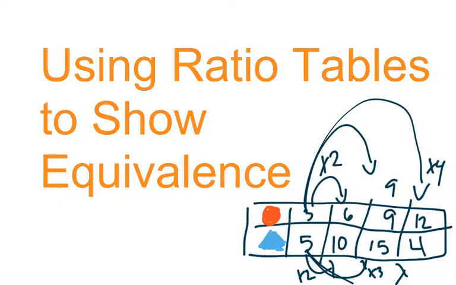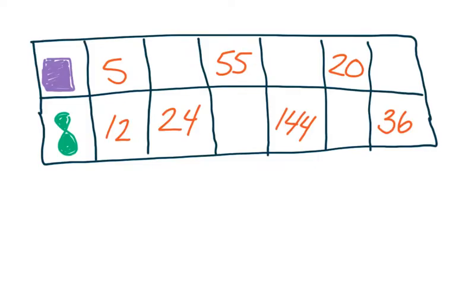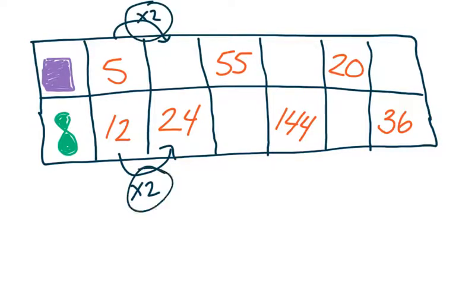However, ratio tables aren't always in order. This table you can see is comparing 5 purple squares to 12 green, whatever that shape is, and it does not go in order. So one really important thing to think about is checking your scale factor. Here you can see 12 times something will give you 24, that's times 2. 5 times 2, notice it has to be the same scale factor. 5 times 2 is 10. So your missing variable there is 10.